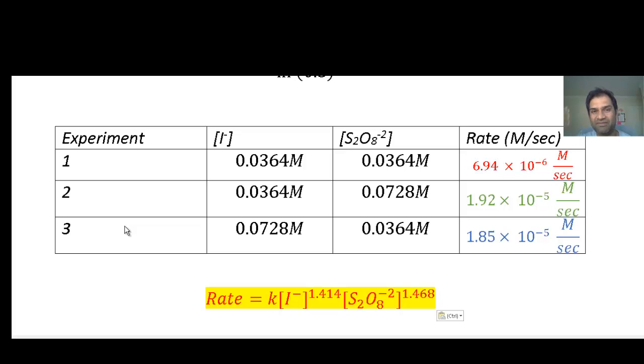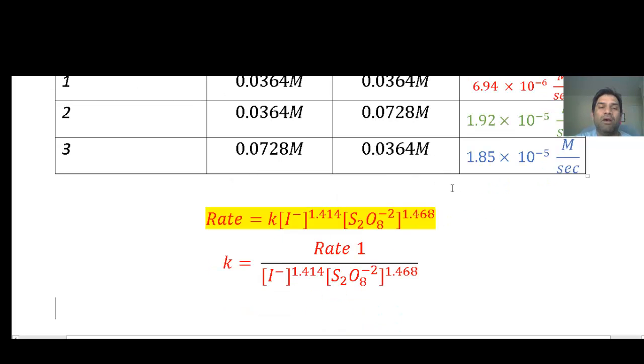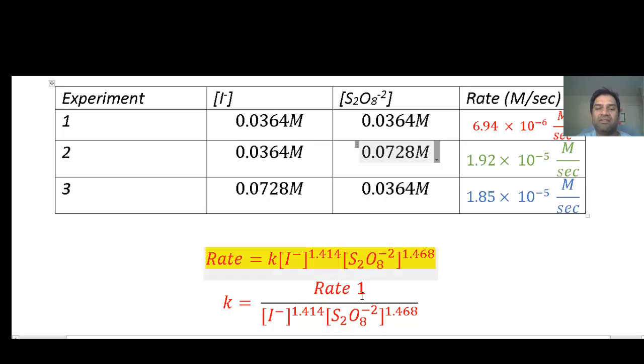The value of K changes if you increase or decrease the temperature, but the units of K also change depending upon the experiment. I'm going to have my rate 1 for experiment 1 be in red. So solving for K here, taking all this stuff and dividing it out and isolating K, rate 1, let's go ahead and plug that in and plug in our values for I minus, its concentration, and S2O8, its concentration.